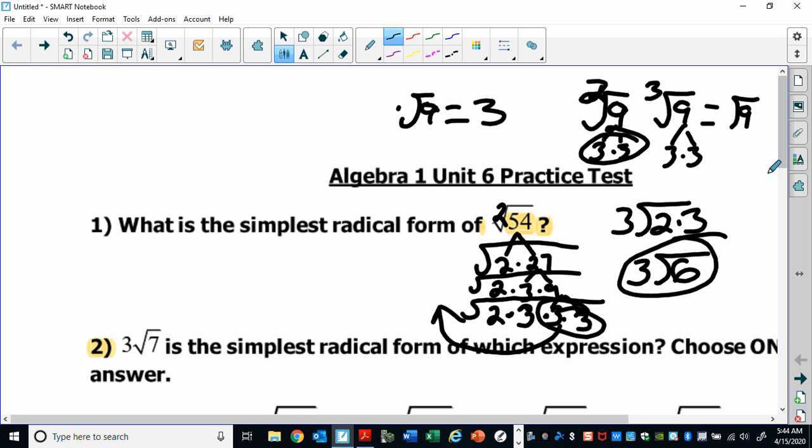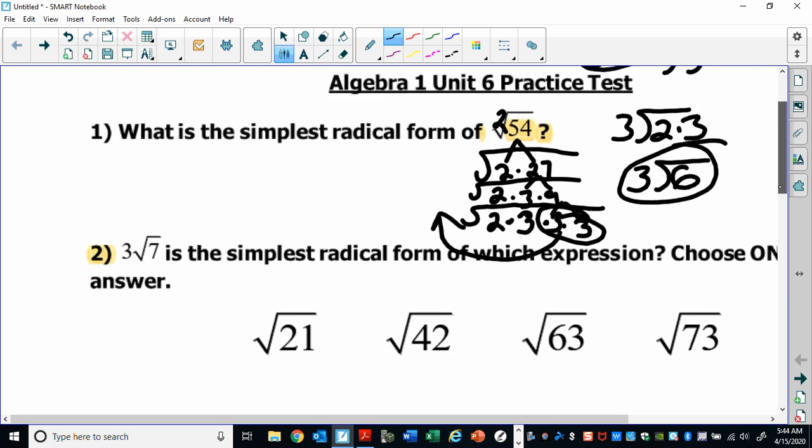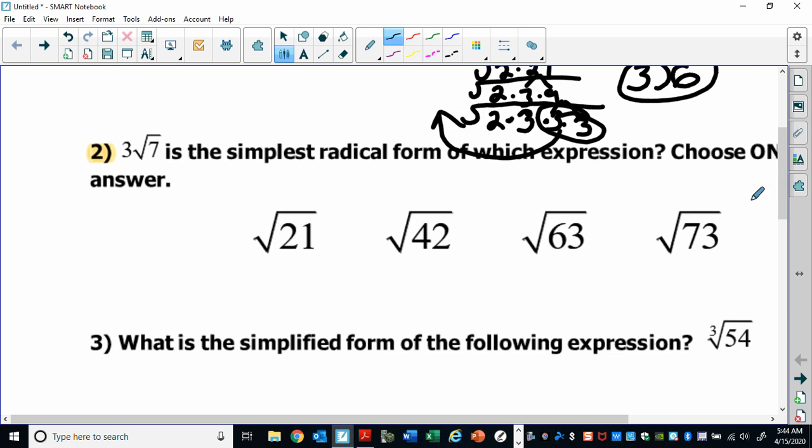Alright, moving on to number 2. Now we say, which of these is the simplest form of 3 times the square root of 7? Is it the square root of 21, the square root of 42, the square root of 63, or the square root of 73? To do this problem, what you're going to do is simplify each of these radicals and see if it happens to equal this.